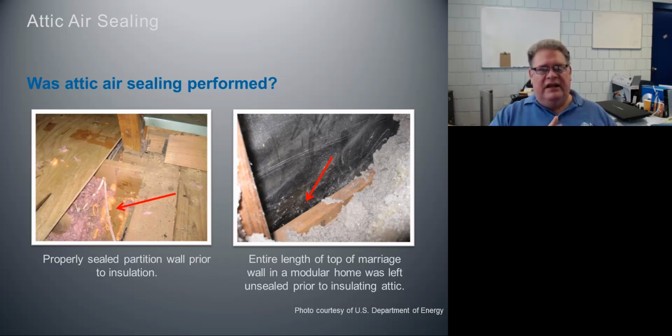Okay. So here on the left, what we see is a properly sealed partition of the wall prior to installation. But on the right, we're seeing the entire length of the marriage wall in a mobile home that was left unsealed. This is the top of a marriage wall. For those of you who are not sure what a marriage wall is, in a double or a triple wide mobile home, the mobile home is brought out in two pieces, and where the pieces are put together, there's a wall section on one and a wall section on the other. They are brought together. Usually the tops and bottoms of those are open and they need to be sealed.